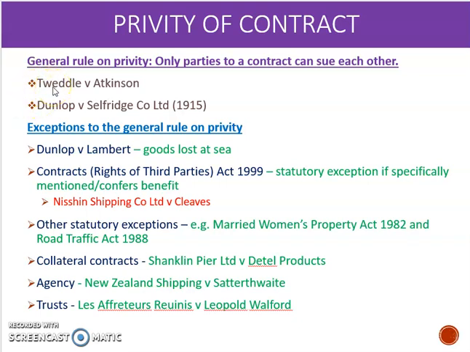And key cases on this are Tweddle and Atkinson and Dunlop and Selfridge. Over the years, this rule has been very difficult and has posed lots of problems for the courts, so lots of exceptions to the general rule on privity have developed. Goods lost at sea, statutory exception if specifically mentioned or confers a benefit, other statutory exceptions such as the Married Women's Property Act, collateral contracts, agency, and trusts.